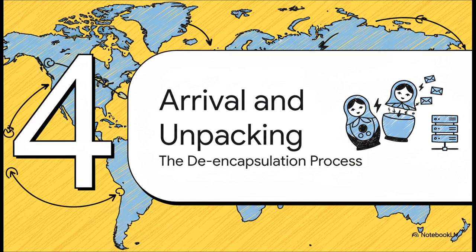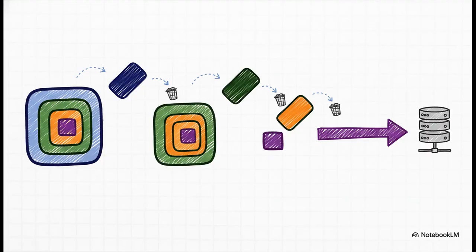Okay, so our signal has crossed oceans, it's crossed continents, all at nearly the speed of light. It has arrived at the destination server, so now what happens? Well, that whole Russian nesting doll process, it has to happen completely in reverse. Yep, this is called de-encapsulation.